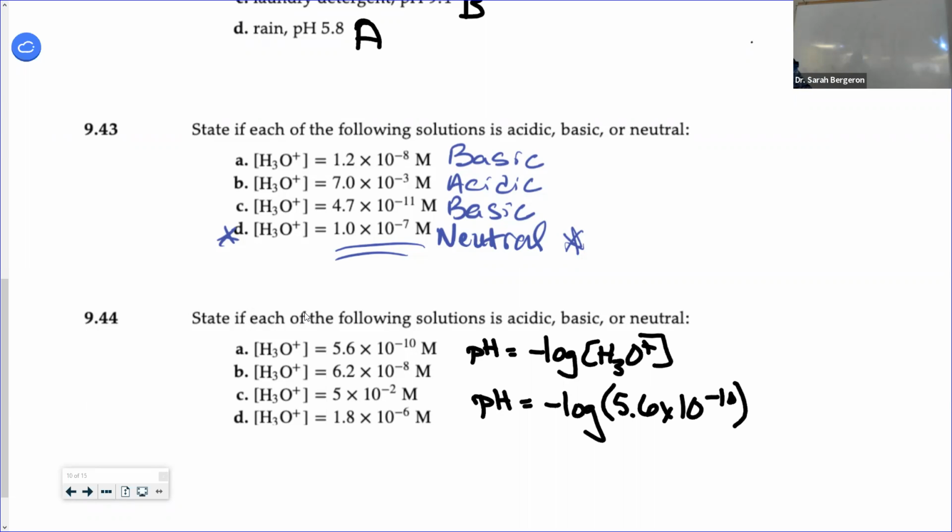And I get 9.25. pH is equal to 9.25, right? Okay, I'm going to teach you a little something. Do you see on my calculator where it says 9.25 times 10 to the 0? You see that? That's telling me that my calculator is in scientific.